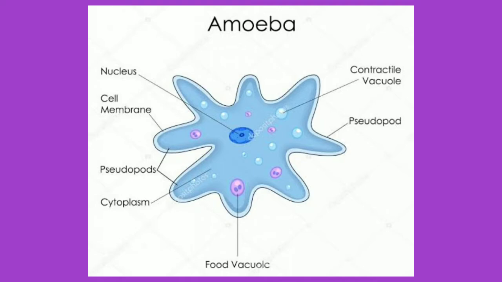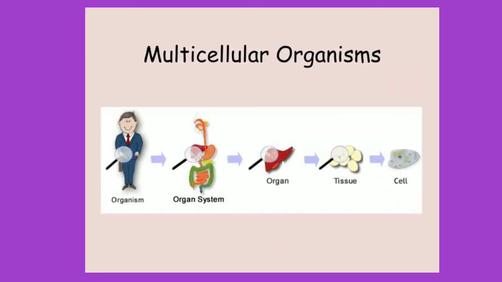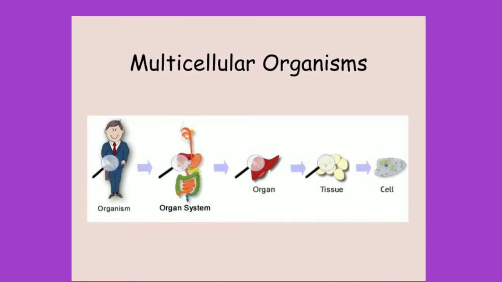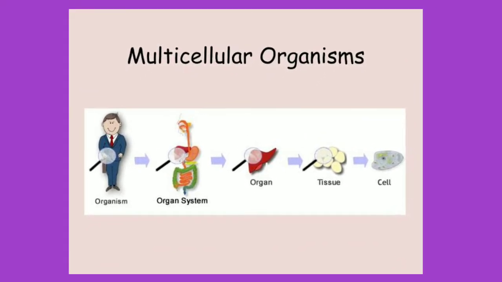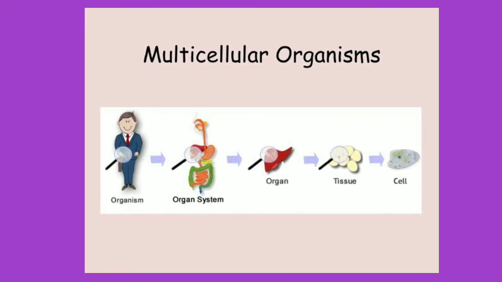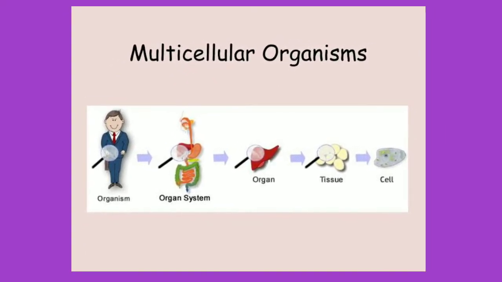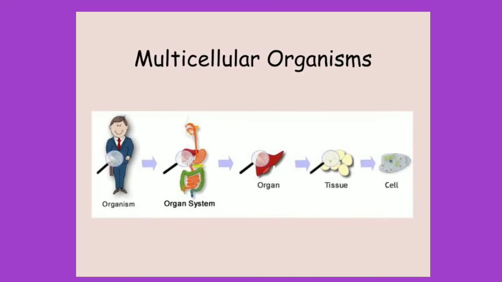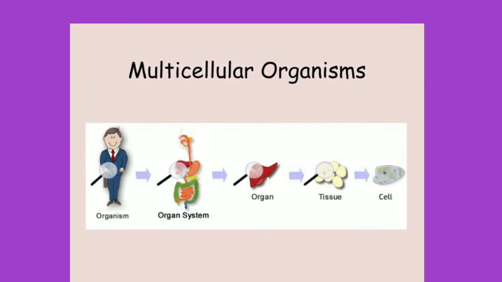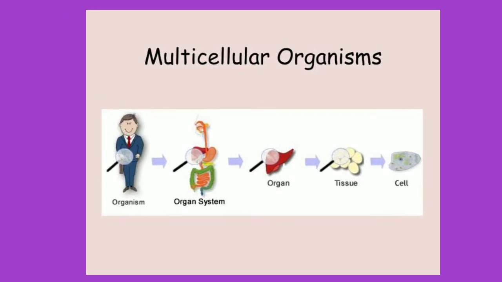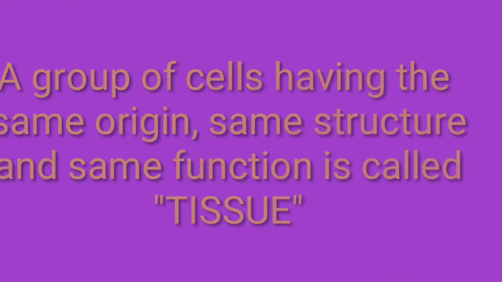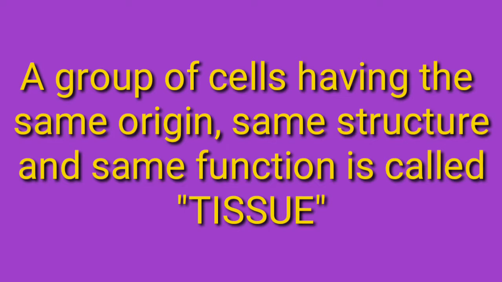However, most of the organisms are multicellular. So, group of cells come together so as to perform the various functions of the body. Similarly, organization of the body of organism follows a definite hierarchy. So, children, a group of cells having the same origin, same structure and same function is called a tissue.